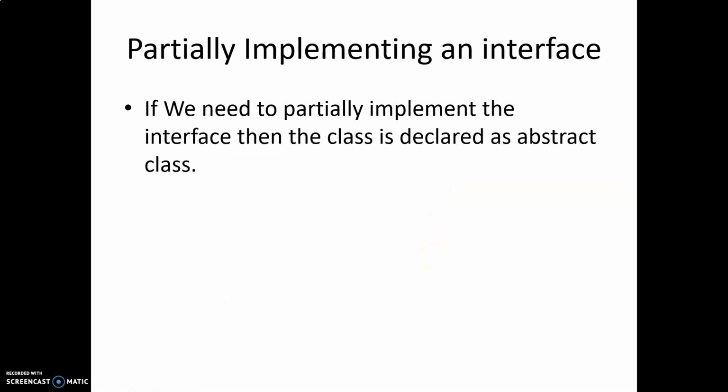Next, when we want to implement an interface partially, when we don't want to use all the methods present in the interface inside our class, then we can make the class abstract. We come across abstract classes where, when implementing the methods, it is not necessary to implement all the methods present in the abstract class. But in the case of interfaces, we need to implement all the methods. So we make the class abstract when we want to implement the interface partially.